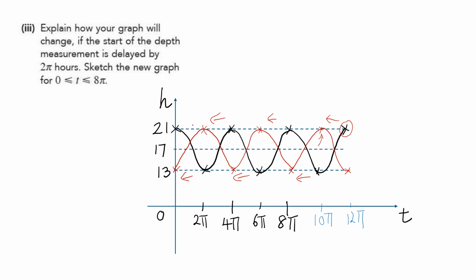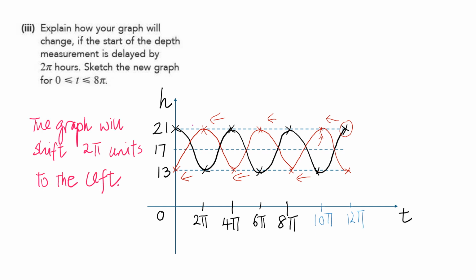So therefore, of course you don't need to sketch up to 8 pi, 10 pi, 12 pi. I just want to extend it longer to show you the pattern. So therefore, what you're getting is actually an inverted cosine curve. You can explain it by saying that the original graph will shift 2 pi units to the left to get your inverted cosine curve.